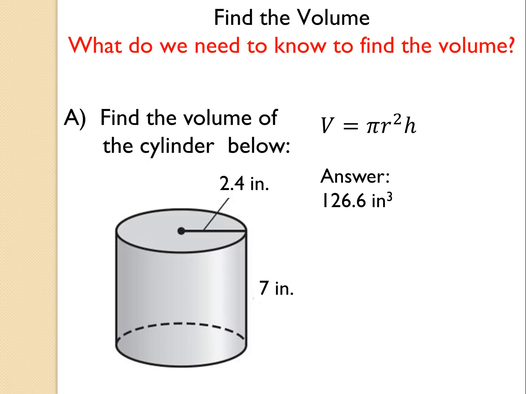So let's find the volume of the cylinder below. I actually did all the work. I took 2.4 inches and did 2.4 times 2.4. That's the radius squared. So I did 3.14 times 2.4 times 2.4 times 7. That's not on the slide, so you have to write that down. That is 3.14, or pi, times 2.4, which is the radius, times 2.4, because the radius is squared, times 7. And that gave me my answer, which is 126.6 inches cubed.